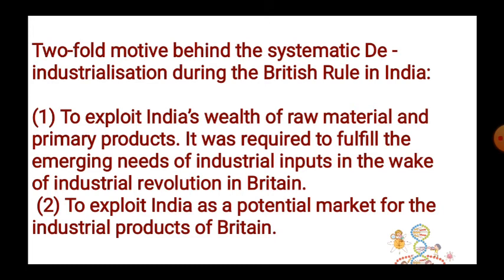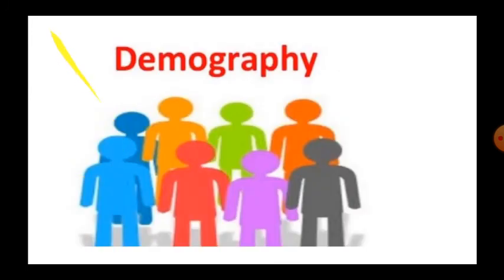We know that the policy the British government followed was the policy of systematic deindustrialization. It was a twofold policy. What were the 2 things? To exploit India's wealth of raw material and primary products. It was required to fulfill the emerging needs of industrial inputs in the wake of the industrial revolution in Britain. The second thing of the twofold policy of the British government was to exploit India as a potential market for the industrial products of Britain.